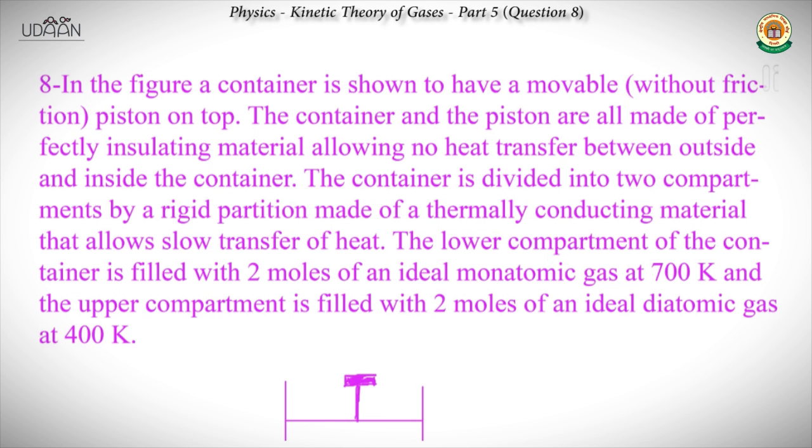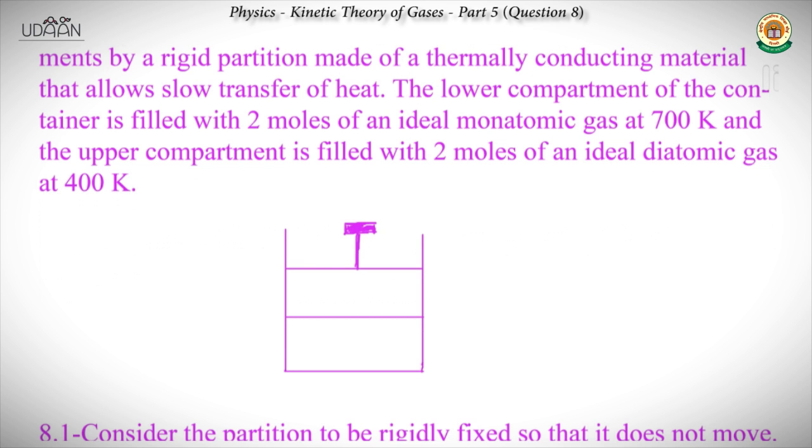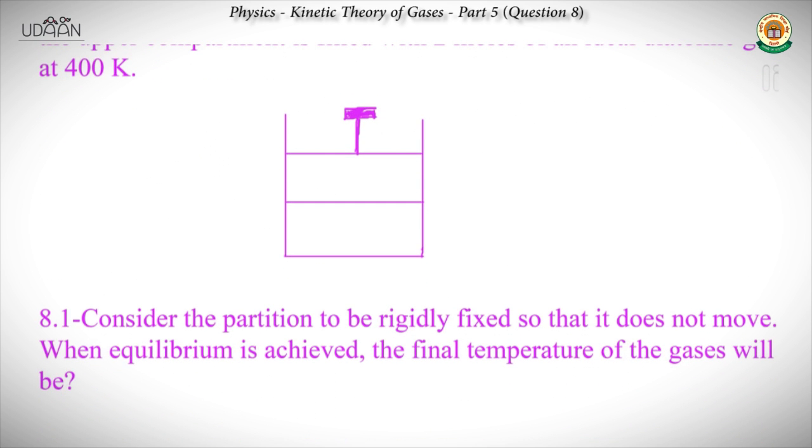The lower compartment of the container is filled with 2 moles of an ideal monoatomic gas at 700 Kelvin, and the upper compartment is filled with 2 moles of an ideal diatomic gas at 400 Kelvins. Now, the question has two parts. The first part being, consider the partition to be rigidly fixed so that it does not move. When equilibrium is achieved, the final temperature of the gases will be what?